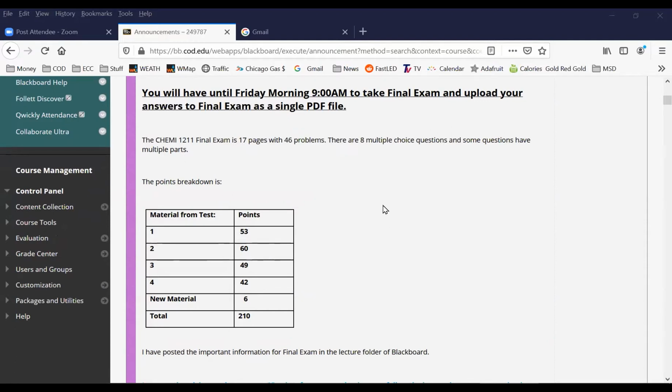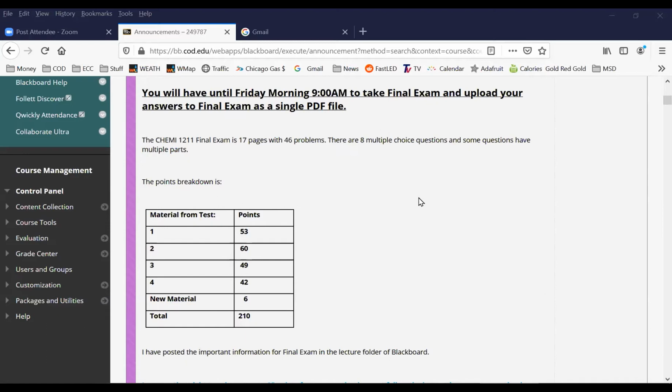Now, the points breakdown, it will cover the whole semester. Test number 1 material will have 53 points. From test 2, 60, test 3, 49, test 4, 42. Why test 2 the most? Because moles are the most important thing I talked about in my mind this semester.